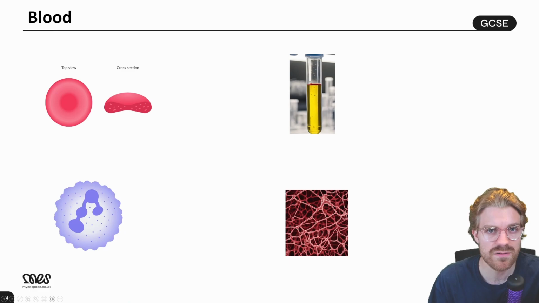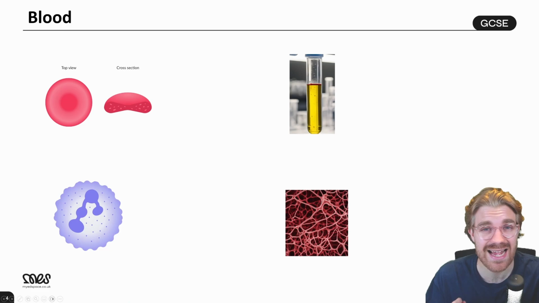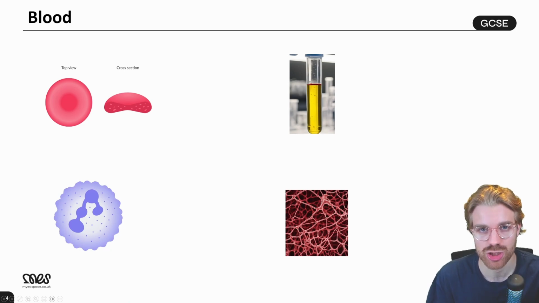So alongside the blood vessels, let's talk about the blood itself. Now, blood is a bit of a funny one. Blood is actually a tissue because it is made up of multiple cell types that carry out the same function, i.e. transporting substances around the body. There's 4 key components to the blood.